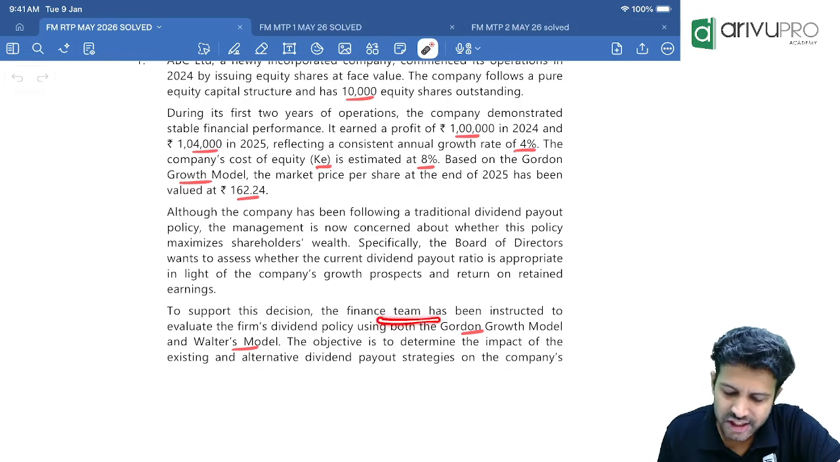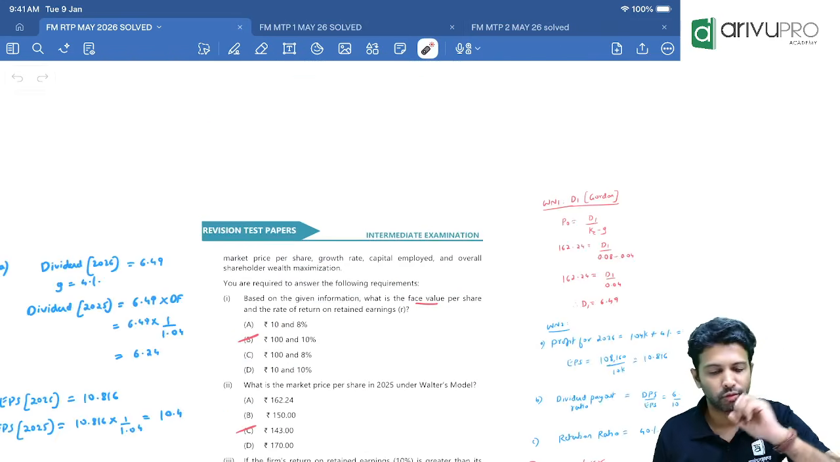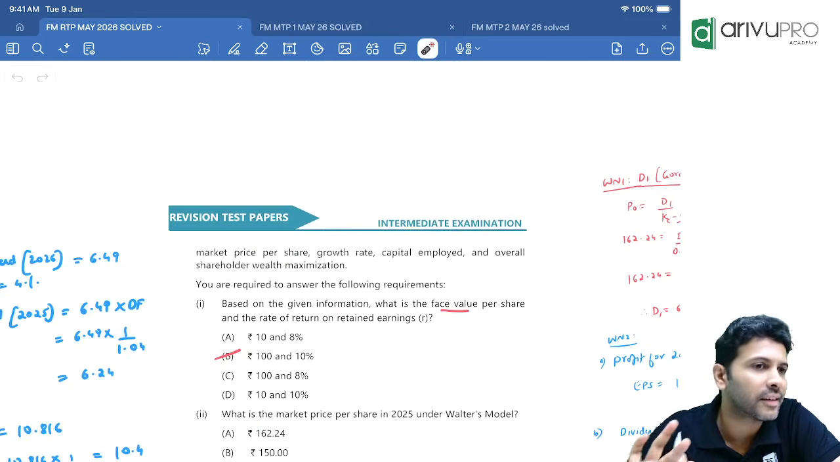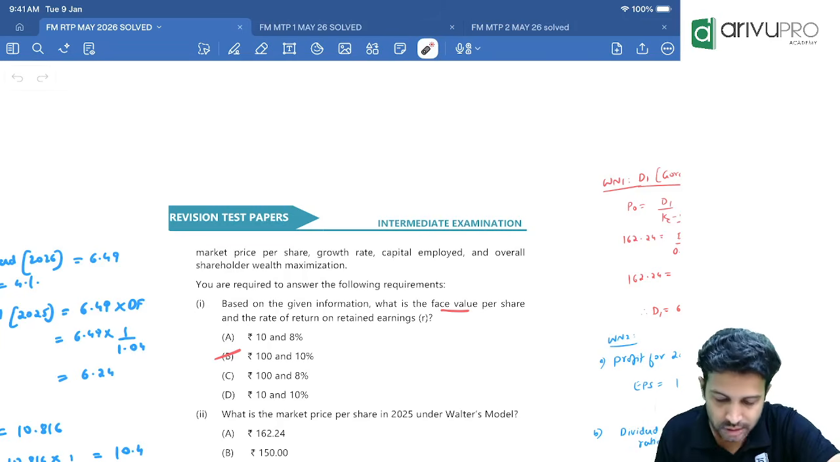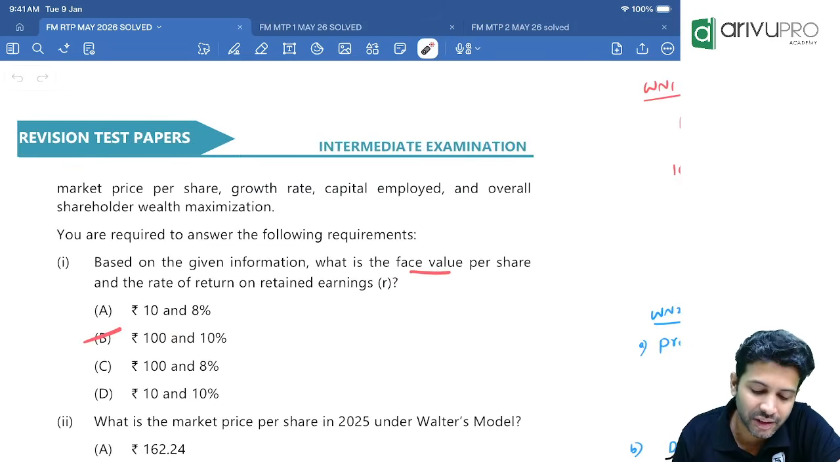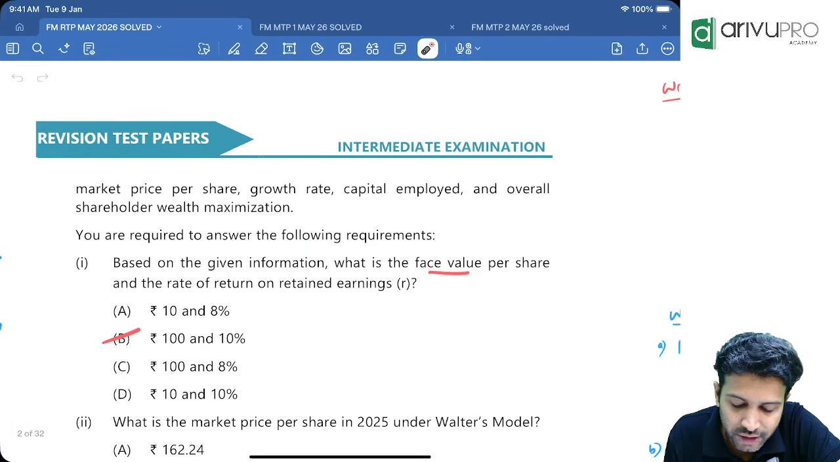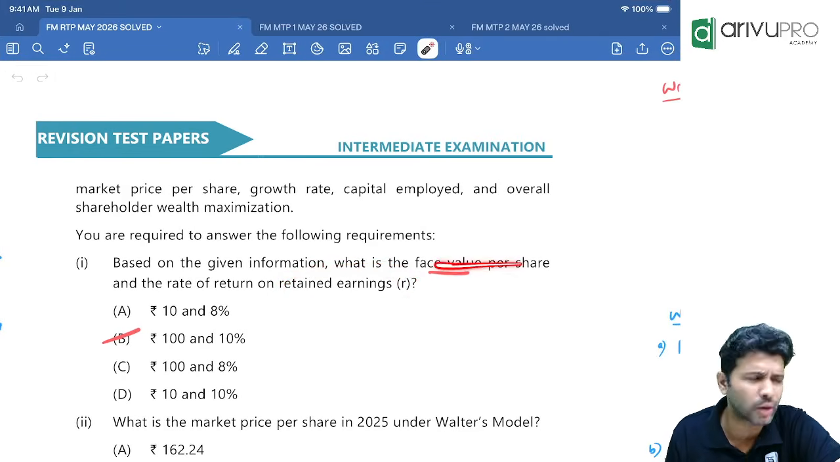The finance team has been instructed to evaluate the dividend policy using both Gordon and Walter, so we need to use both models. I think that's the only data available. Other than that, no numbers are given. Now let's read the first requirement once again. You need to find the face value of the share as well as the rate of return on retained earnings, that is R. Face value we'll figure out later.